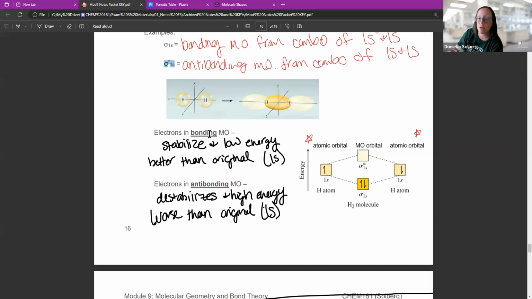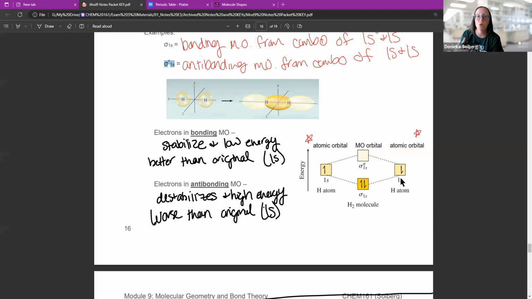Electrons that are in bonding molecular orbitals, as you can probably imagine, are good. That means they bond. They stabilize the molecule. They are low energy, and low energy is good. That means it's stable. They're actually better than those original 1s orbitals. Whereas anti-bonding ones destabilize. They don't help with bonding. They are high energy. They're actually worse than the original 1s. This is sometimes how you will see these orbitals represented. This was my original 1s from this hydrogen atom, and this is the original 1s from this hydrogen atom.